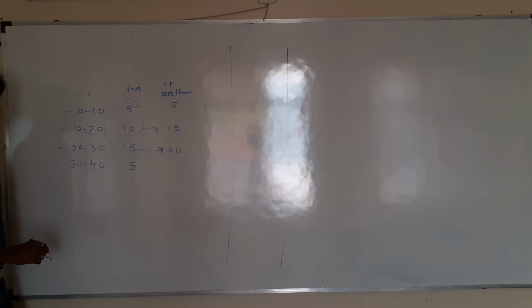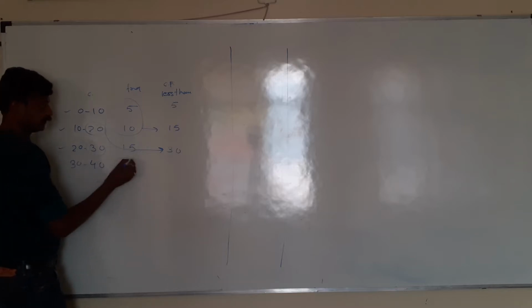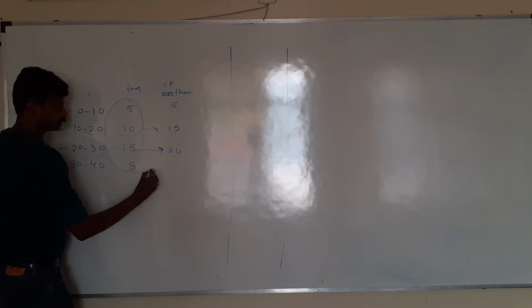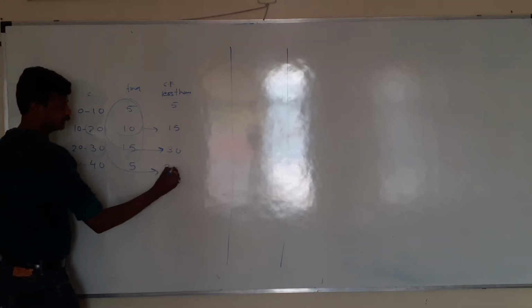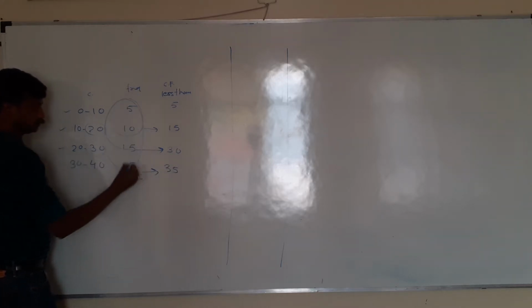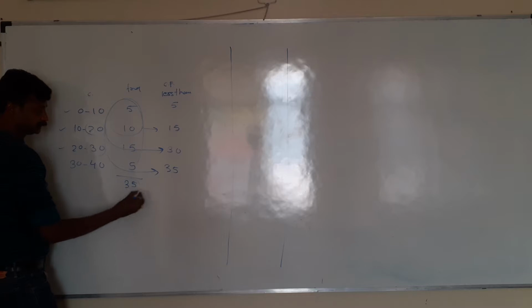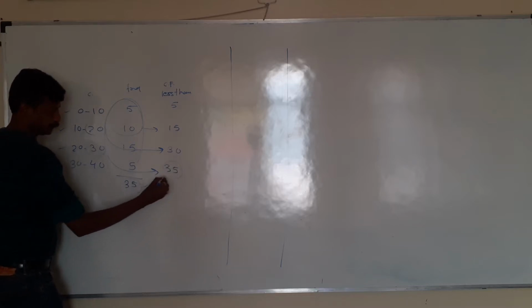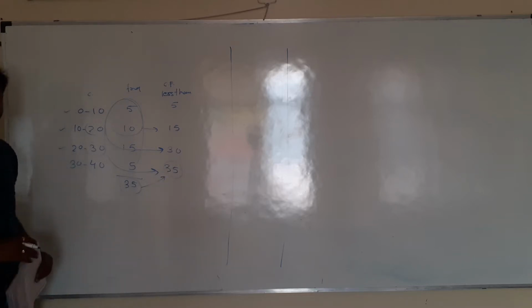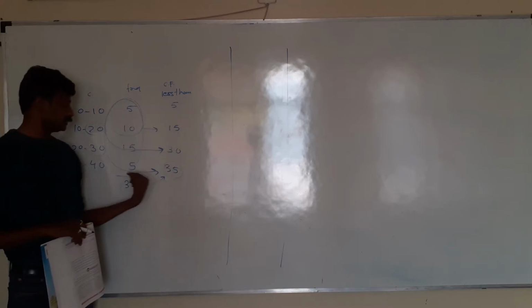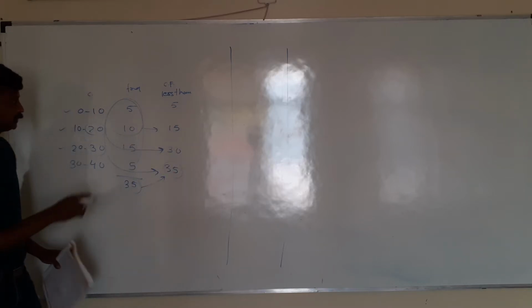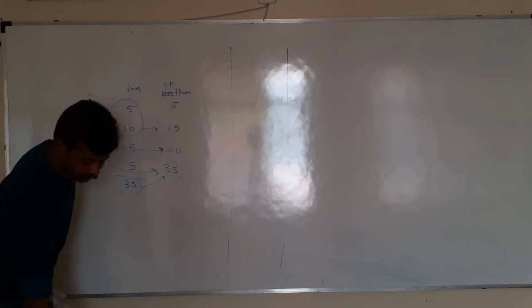Same way for the next class, cumulative frequency less than 40, less than upper class limit, will be addition of all these, 30 plus 5, 35. And you can see the total of frequency will also be 35, and the last cumulative frequency of less than type is also 35. So this is just for cross verification. This is an example of cumulative frequency less than upper class limit.